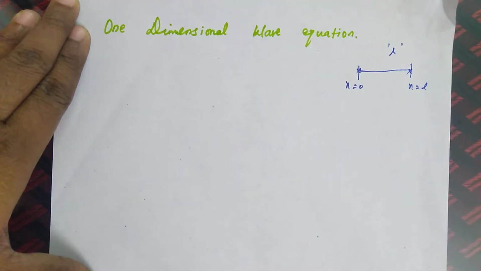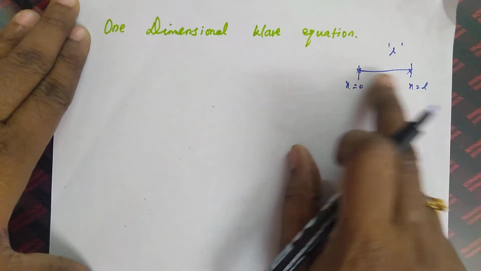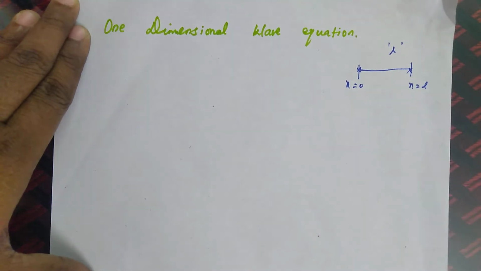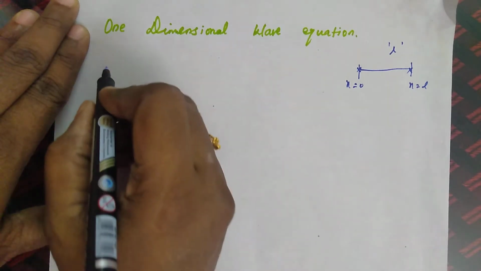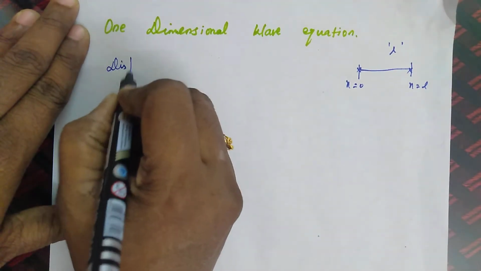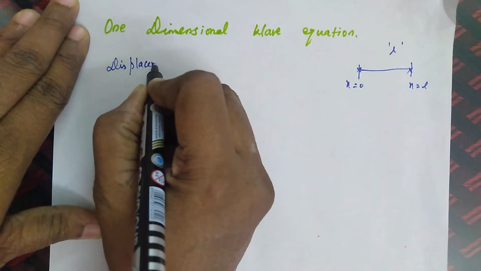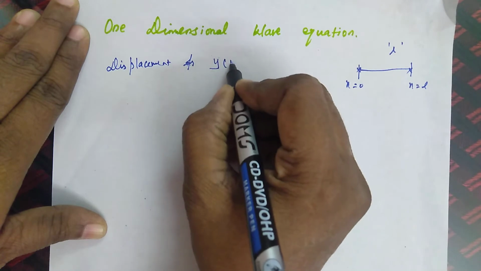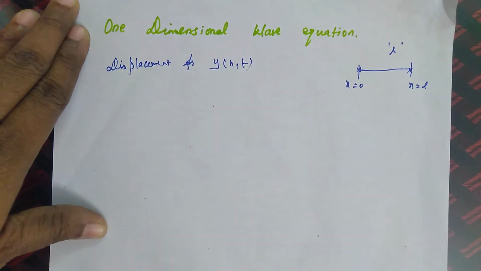So, the displacement made by any point at a distance of x units, at the time t, then the displacement function is denoted by y of x comma t, because the time is t and the distance is x.